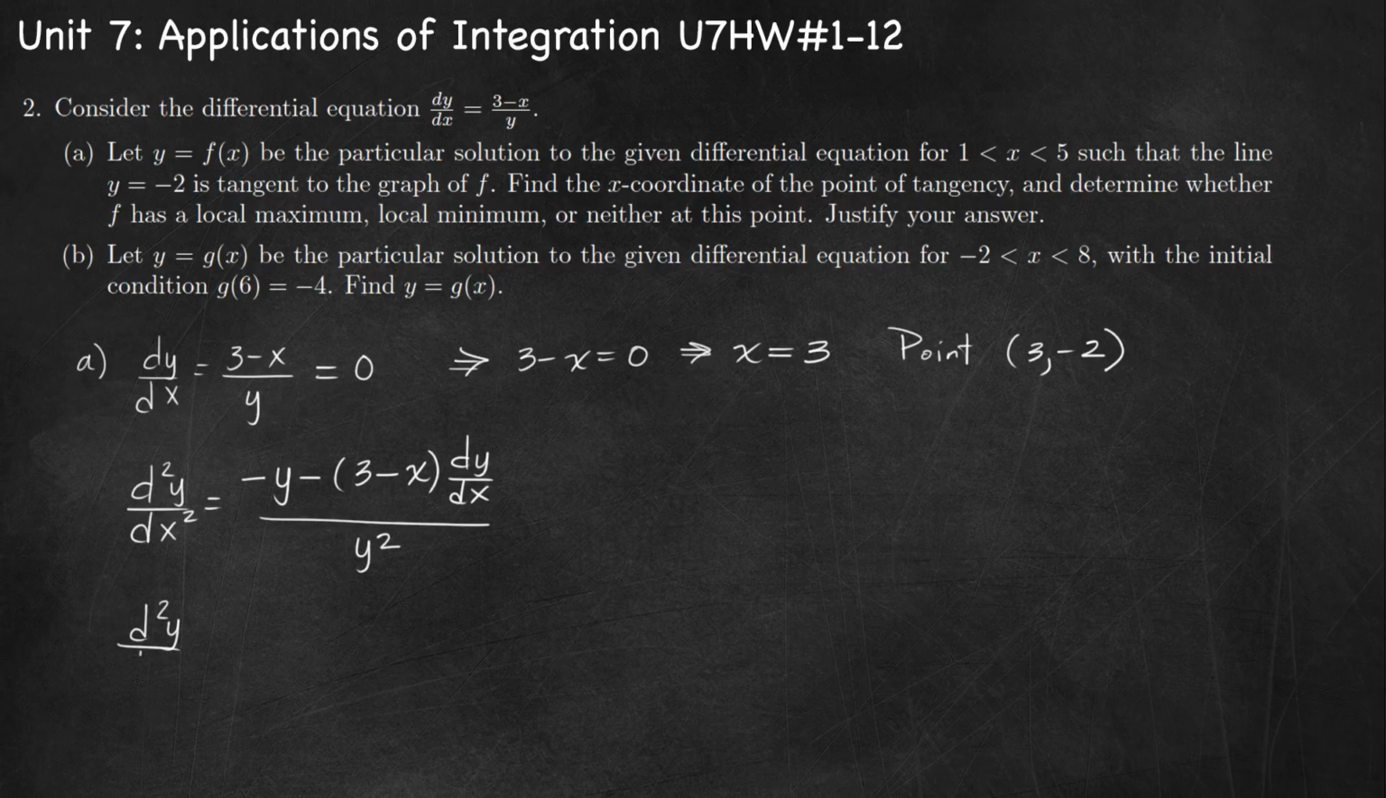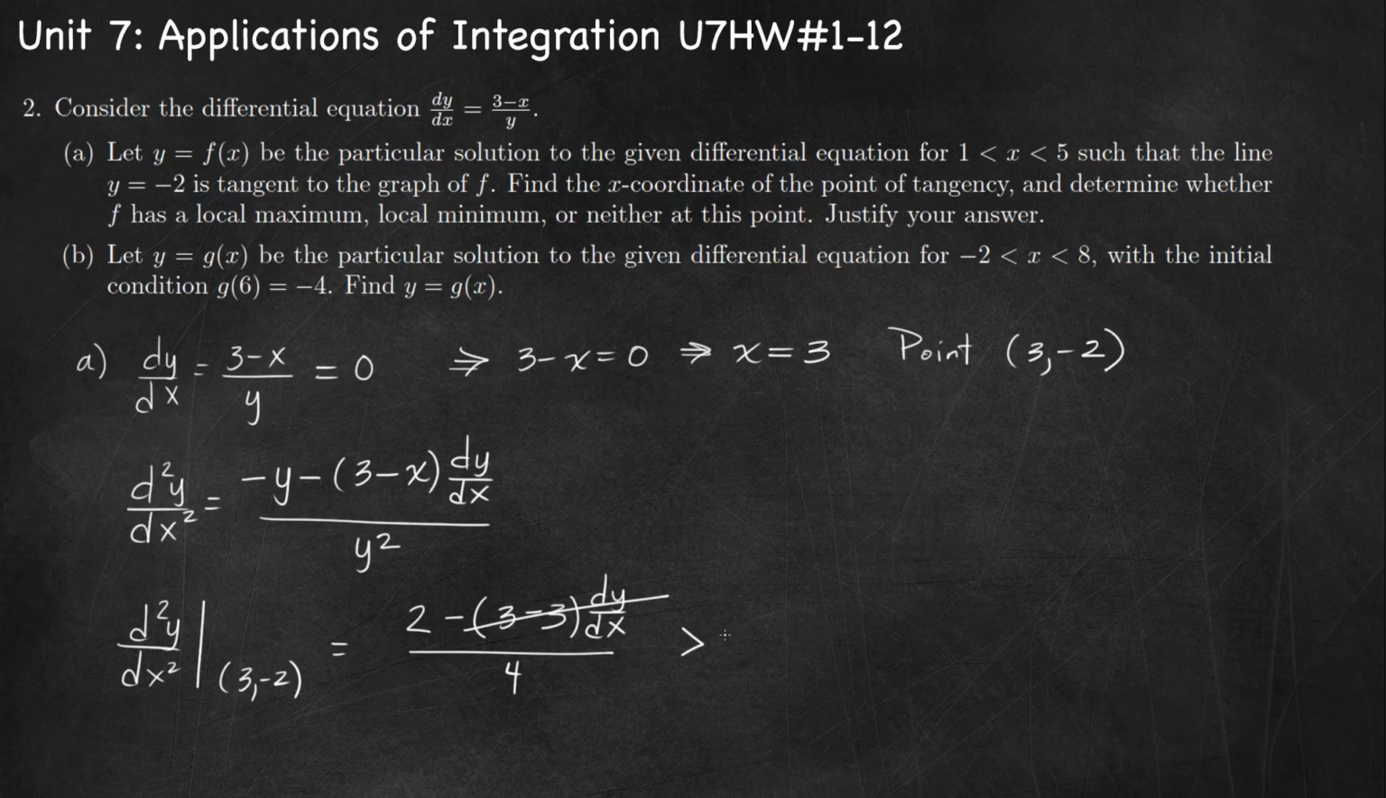So the second derivative at 3, -2 equals -2 minus (3 minus 3) dy dx. That's convenient, so I don't really need to find dy dx. Well, I know dy dx is 0 anyway at this point, over y squared. Okay, so this term is 0, and I just end up with 2 over 4, which is 1/2, and the important thing is not that it's equal to 1/2, but that it's positive.